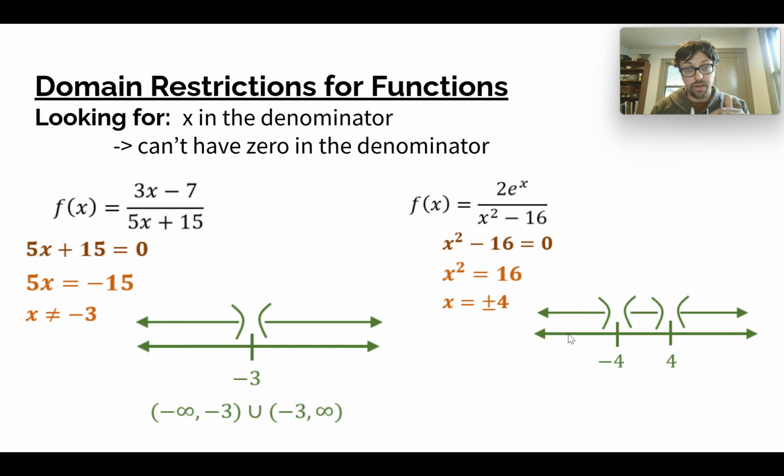I'm going to start down here at -infinity to -4. There's a gap right here at -4. -4 to 4. There's another gap right here at 4. And then we're going to go from 4 to infinity.